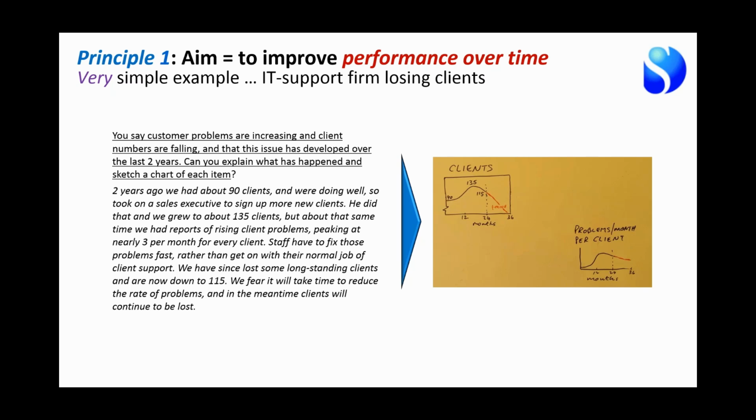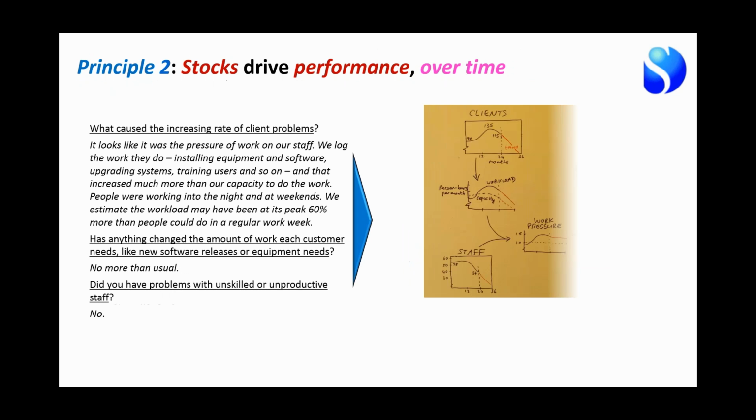So the first part of each chart shows the last 24 months, and the last part of the chart in red shows what we fear will happen over the next 12 months. So that's principle one. What we're trying to do is improve performance over time. Performance here is fixing the problems and keeping the clients. Principle two is that stocks drive that performance.